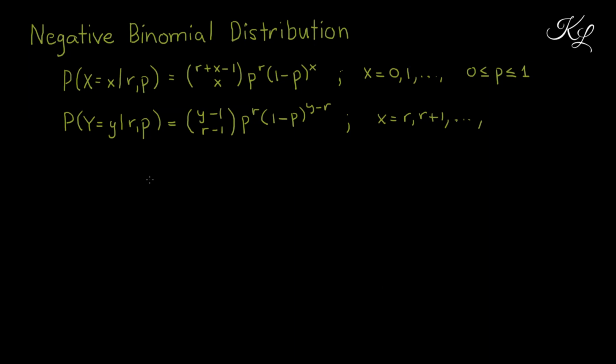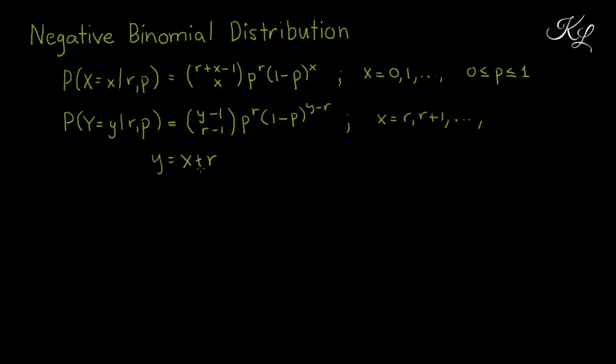Hello everyone, in this video, I'm going to show you how to derive the mean, the variance, and the moment generating function for the negative binomial distribution. As you can see here, there are two forms of probability mass function for the negative binomial distribution. The second form can be derived from the first form using the transformation y equals x plus r.